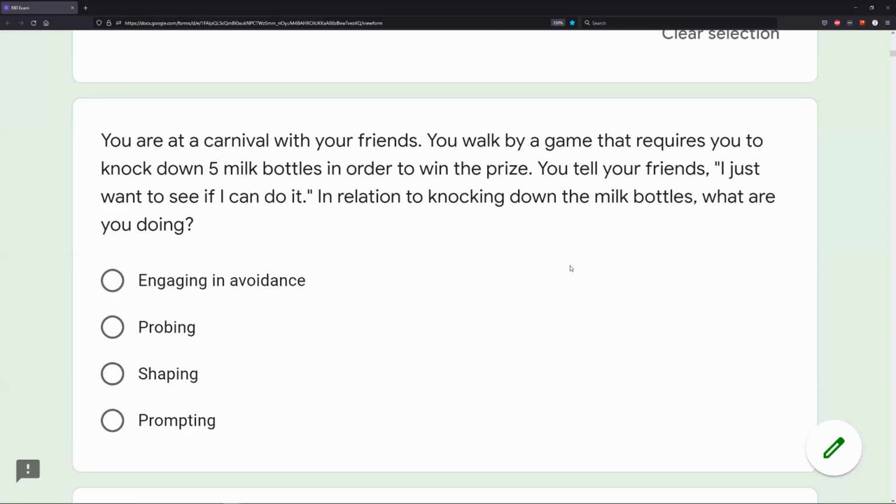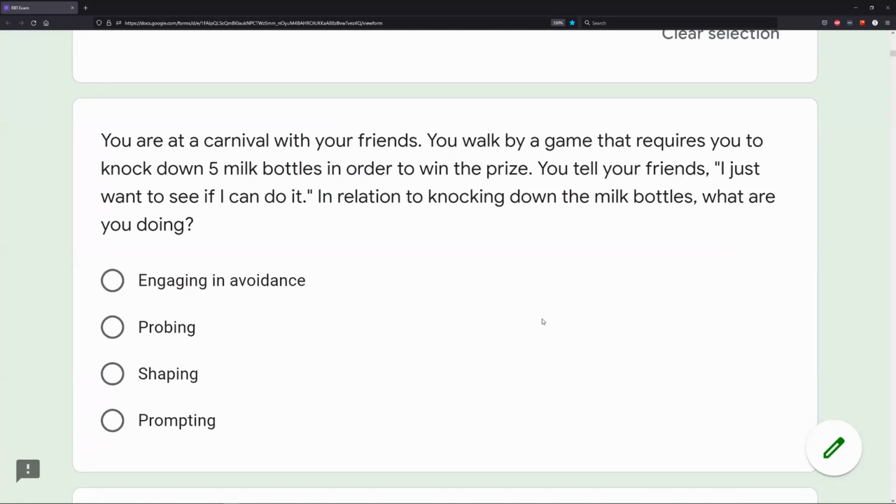There's a dead giveaway in this question. If you've been studying a little bit, if you know your terms and definitions, you should immediately identify the giveaway. But if not, let's walk through it. Let's look at A, engaging in avoidance. Are you avoiding anything? Is the function of your behavior escape or avoidance? Well, no, it looks like you want to engage in this activity, maybe to win this prize. You say you just want to see if you can do it, but you're not avoiding anything, right? So we can eliminate A.